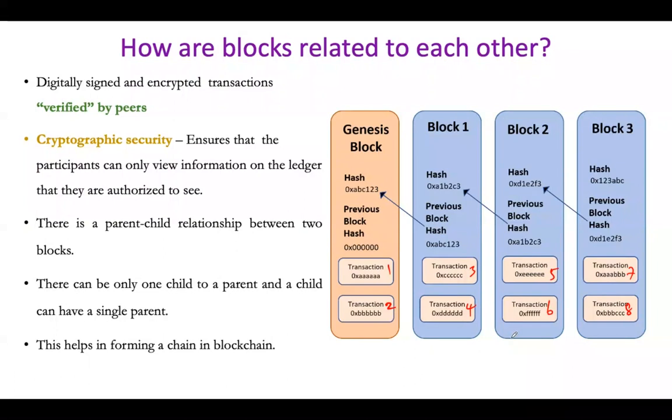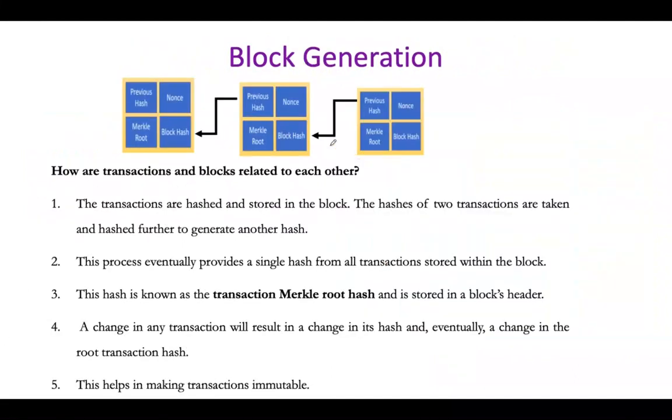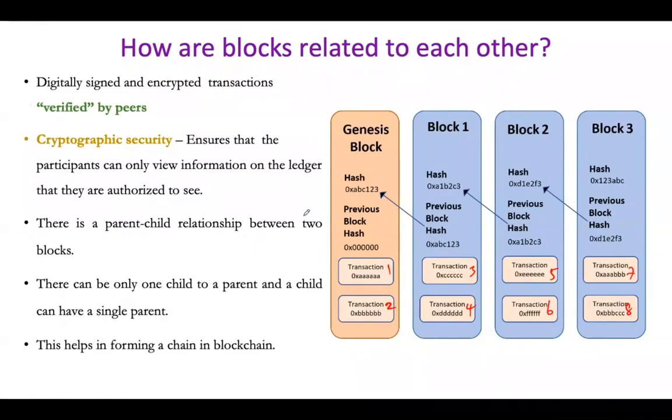The hashes of two transactions are taken and hashed further to generate the hash of the next level. This process eventually provides a single hash from all transactions stored within the block. This hash is known as the transaction Merkle root hash, and it is stored in a block's header.